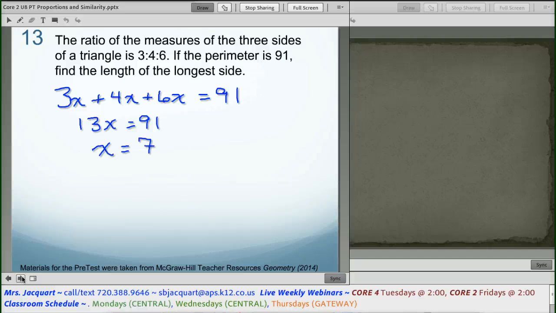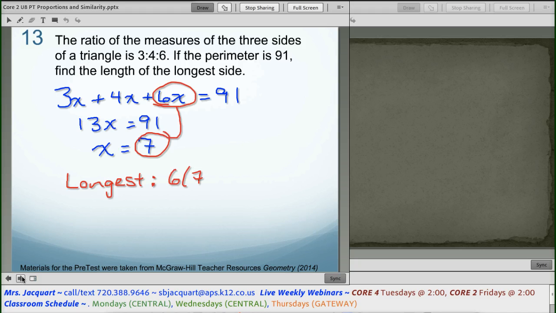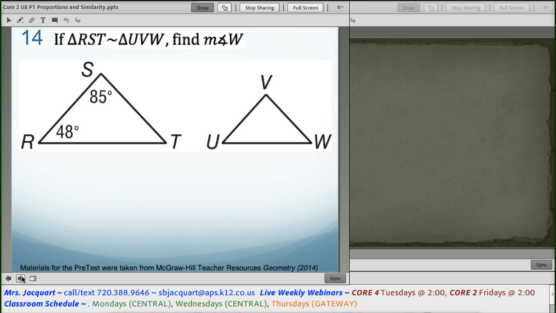We're not done yet. This 6x is the longest side, so we're going to plug in 7. So longest side, 6 times 7 equals 42. Yay! Okay, number 14. If RST and UVW are similar, find angle W.